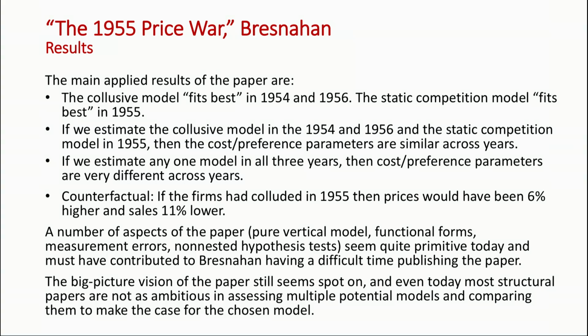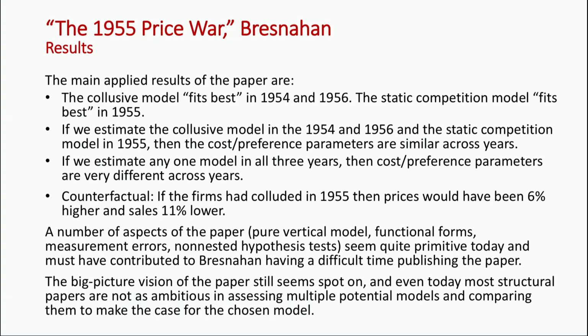First one says that the collusive model fits the data best in 1954 and 1956, and the static competition model fits the data best in 1955. So that's his evidence for his main hypothesis that there was this breakdown in collusion: the collusive model fits the patterns best in 54 and 56, the competitive model in 55. Further supporting that is, his model has a bunch of parameters, the mu and the delta and the Vmax, and especially the betas, which relate to how valuable is horsepower, how valuable is air conditioning, things like that.